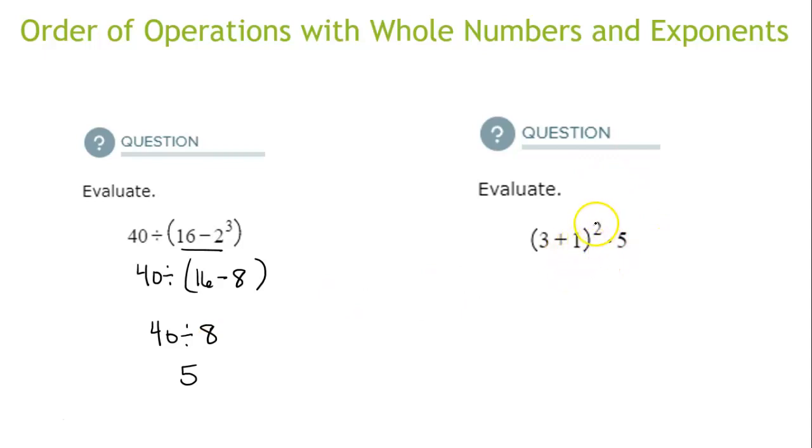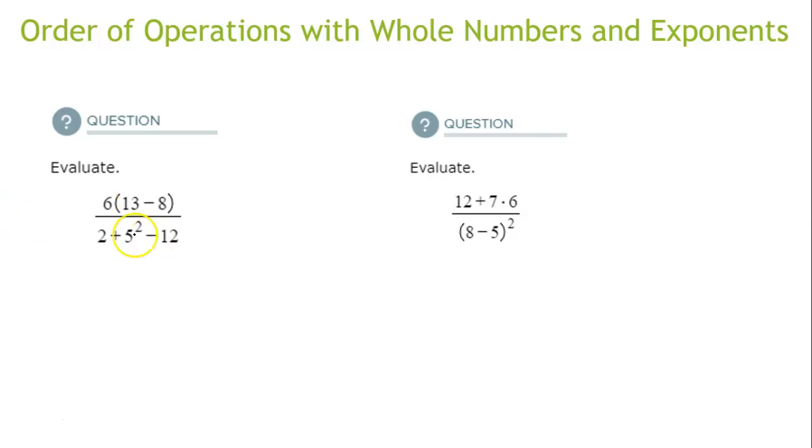This one's a little bit different because now your exponents are on the outside of your parentheses. We focus on inside the parentheses first. 3 plus 1 is 4, and now I can see that I need to square the 4. 4 squared becomes 16, and 16 times 5 is 80.